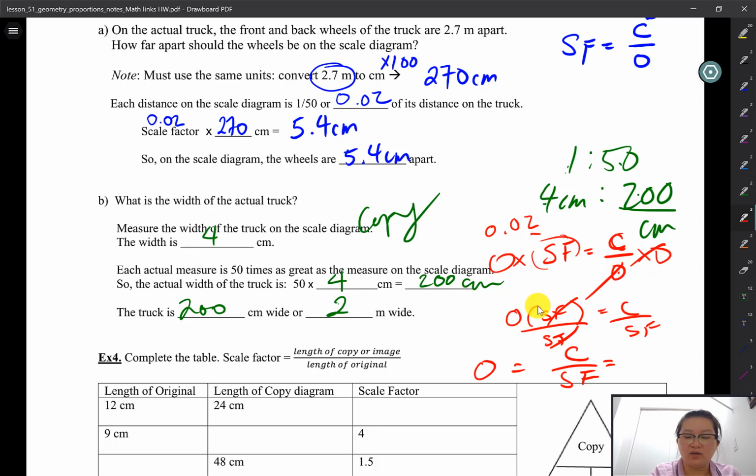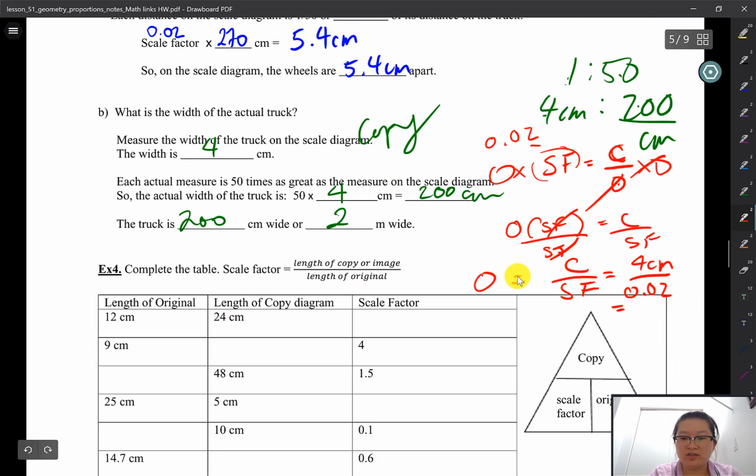On my truck, my width is 4 centimeters. If I divide it by my scale factor, which is 0.02, then I'm going to get exactly the same thing. So try putting that into your calculator. 4 divided by 0.02 gives me 200 centimeters. If you're really snazzy, you can think about how you can convert 0.02 into a fraction. If you're dividing by a fraction, if you multiply it by the reciprocal, you get exactly 4 centimeters times 50. Playing with your math, eh?